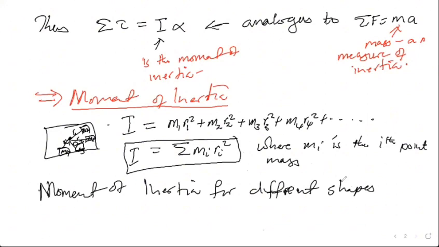And what we have is, for example, the moment of inertia for a disk, e.g., a hoop, which is a ring.